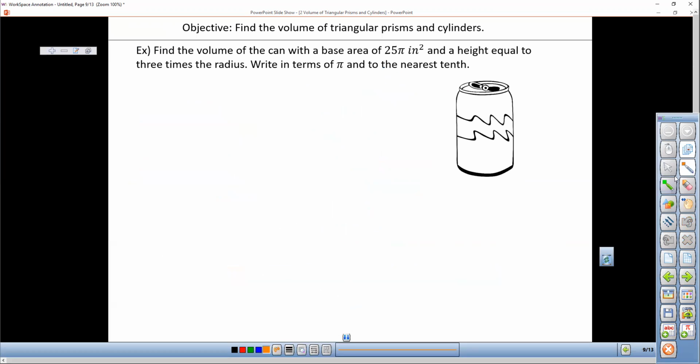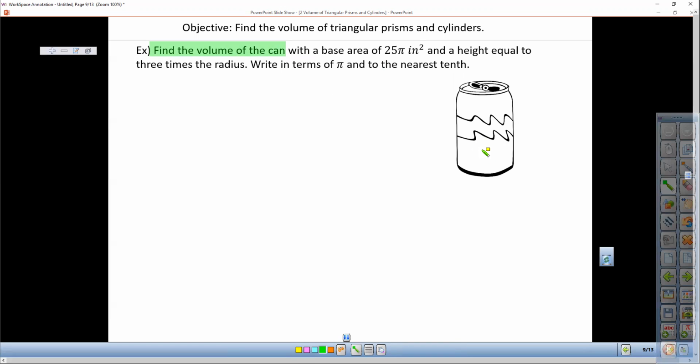All right, here's another example. So here we're to find the volume of the can. And again, a can is not a perfect cylinder, generally speaking, but it's probably our best model to use for a quick way to find the volume. This time it gives us a base area. So be careful with this. Always be thinking about your terminology and what it represents in terms of the information that you use in the formula. So the base area is 25 pi square inches.